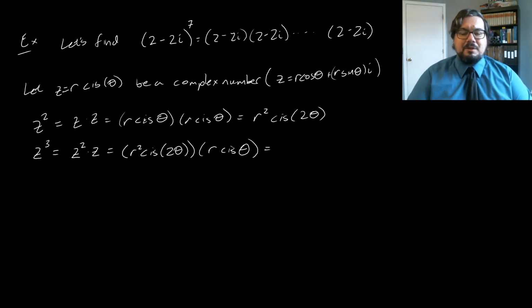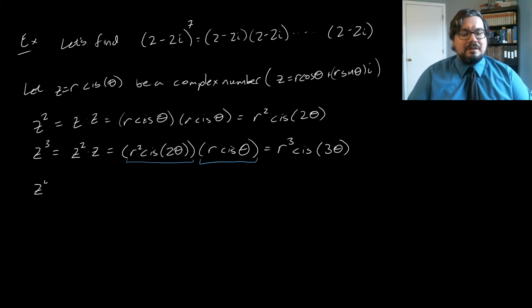And again, we know how to multiply these together. If we multiply the first number by the second, it means we're going to multiply the two coefficients in front together. So r squared times r gives us r cubed. And then we'll take CIS of, and now we have to add the two arguments together. The argument of the first number here is 2 theta. The argument of the second is theta. And so their sum is 3 theta.